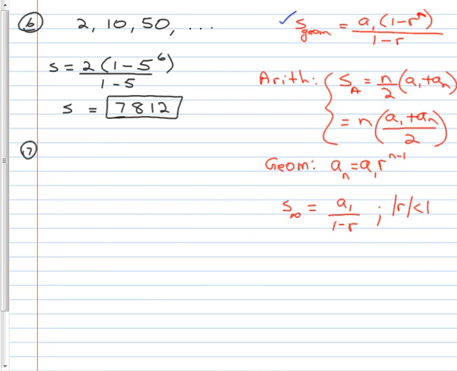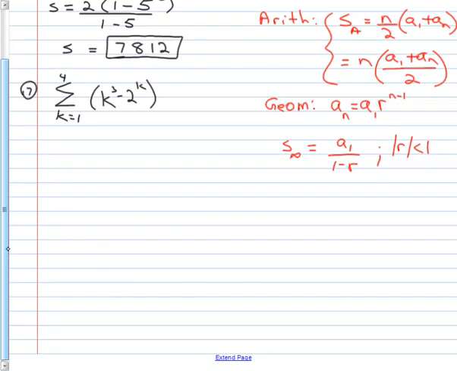Number 7, write in expanded form summation. K equals 1 to 4, is that what that is? Summation, k equals 1 to 4 of k cubed minus 2k. So this is write it out and figure out the answer. We start with a k of 1. So we substitute our k there and there. So 1 cubed minus 2 to the first. Well, that's 1 minus 2 is negative 1.